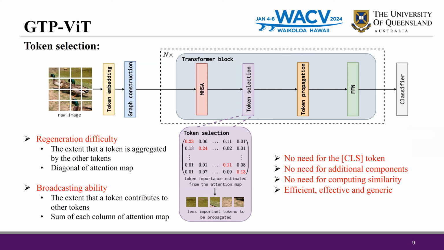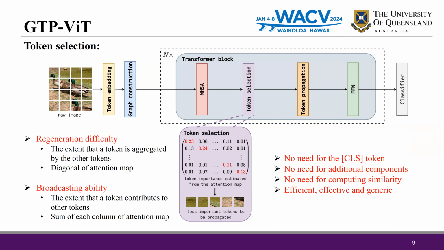The other one is the broadcasting ability. We measure the extent to which a token contributes to the other tokens. If a token greatly contributes to the other tokens in the aggregation, then this token is important for the token summarization.